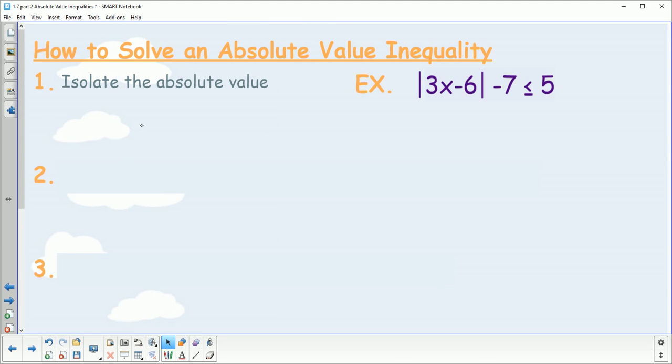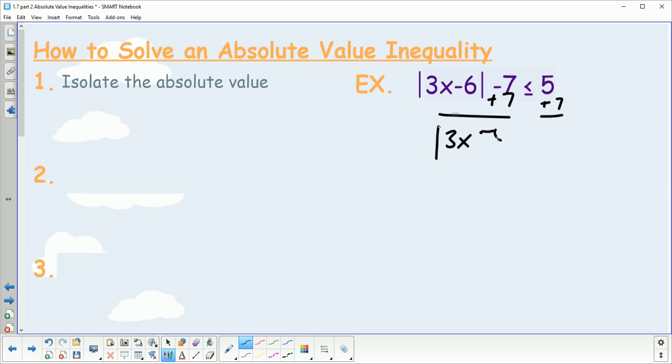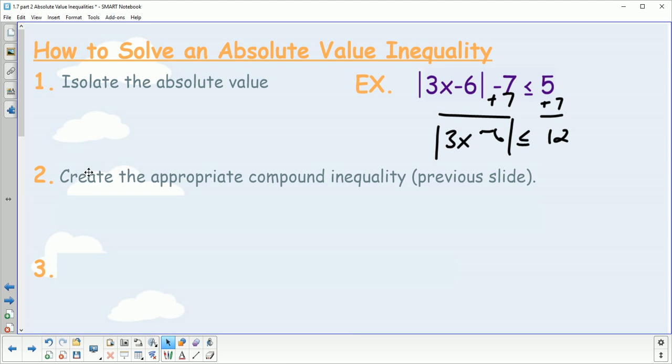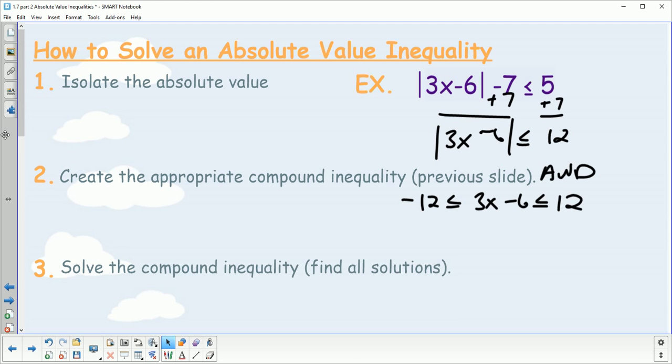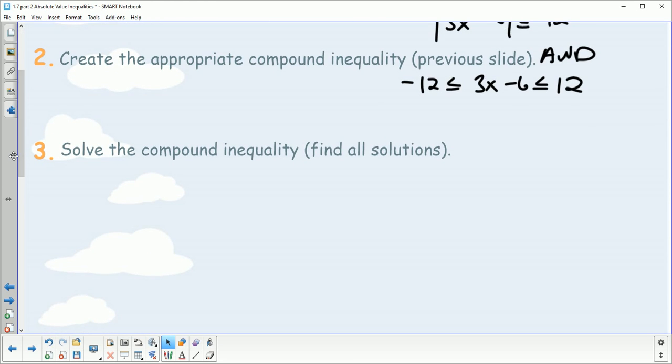So in order to solve it, first thing we want to do is isolate the absolute value, just like we did with an equation. First step, we're going to add 7 to both sides here. So we end up with the absolute value of 3x minus 6 is less than or equal to 12. And then after we do that, we decide is it and or. We have less than, so this is going to be an and in this case. Remember, it's not always and. But I'm going to rewrite this as negative 12 less than or equal to 3x minus 6 less than or equal to 12. And then you solve that compound inequality just like we have in the past.